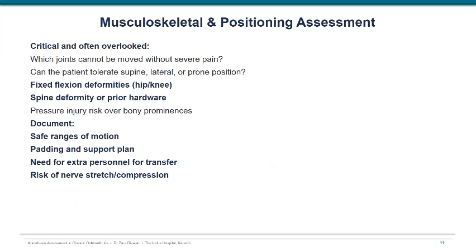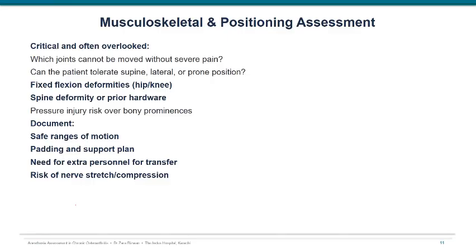Muscular, skeletal, and positioning assessment is critical and often overlooked. We need to assess which joints can be moved without severe pain. Can the patient tolerate the supine and lateral positions? Because in total hip replacement, we have to keep the patient in the lateral position, and sometimes there is also the prone position for certain osteoarthritis patients.